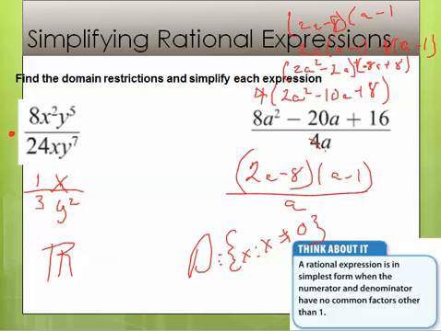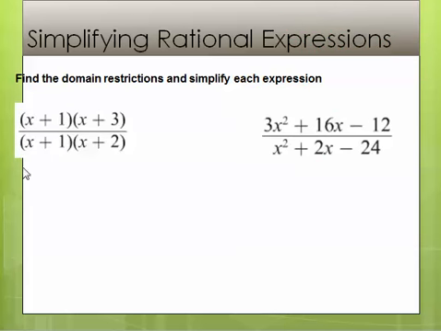Okay, let's look at a few more. Looking at this one, they've already factored it for me, so that's real nice of them. I notice this x plus 1 and this x plus 1 cancel each other out, and that just leaves me with an x plus 3 and an x plus 2. So I would look for x equal to negative 2 not to be in my domain. So my domain would be x such that x not equal to negative 2.